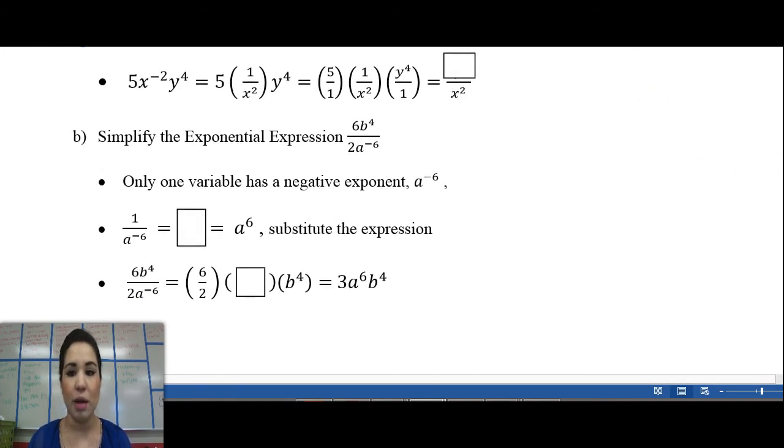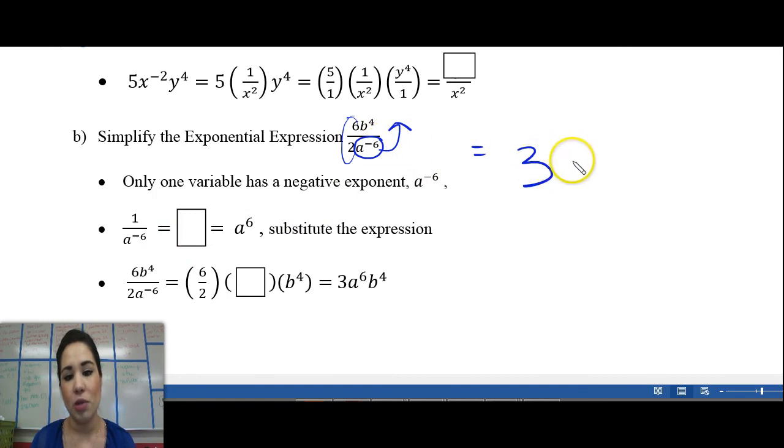Okay, we have 6b to the fourth over 2a to the negative 6. We know we have this negative 6 exponent. We can't keep it there. That means we have to move it up. I also have something that can simplify: 6 over 2. I know what 6 divided by 2 is. So 6 divided by 2 is 3.